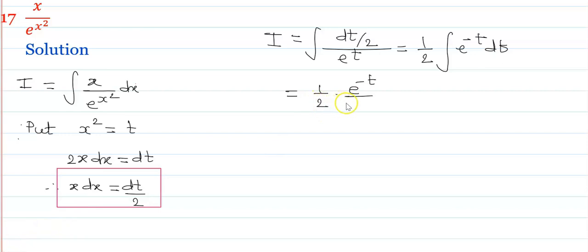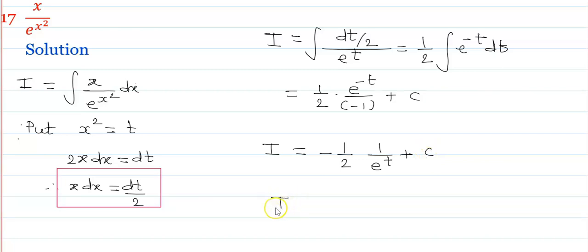Derivative of minus t is minus 1, the coefficient of t. Here plus c. Therefore, resubstitute the value of t here: minus 1 upon 2. Okay, this is the first. Second, make this power positive. Therefore, you will get e raised to t plus c.